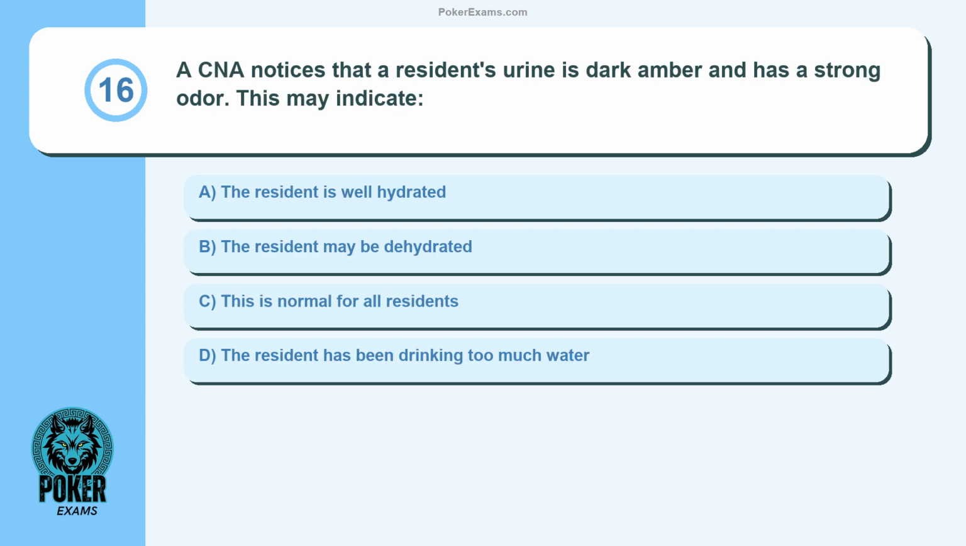Question 16. A CNA notices that a resident's urine is dark amber and has a strong odor. This may indicate the resident is well hydrated. The resident may be dehydrated. This is normal for all residents. The resident has been drinking too much water.